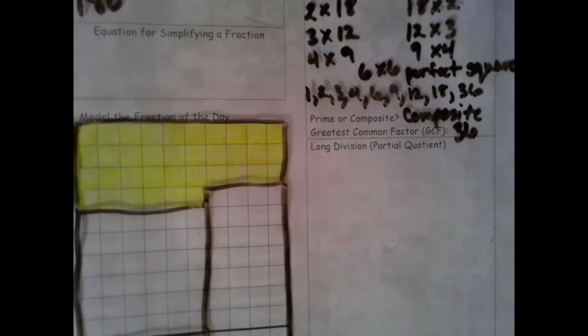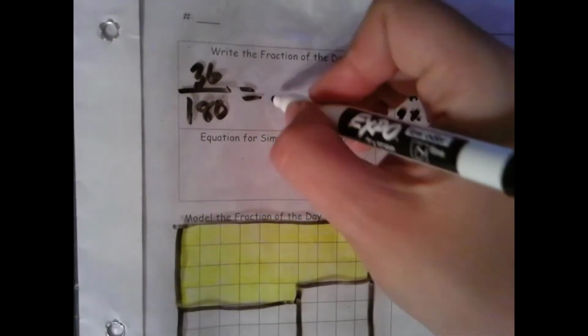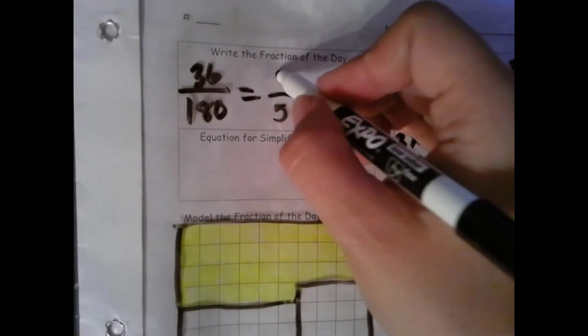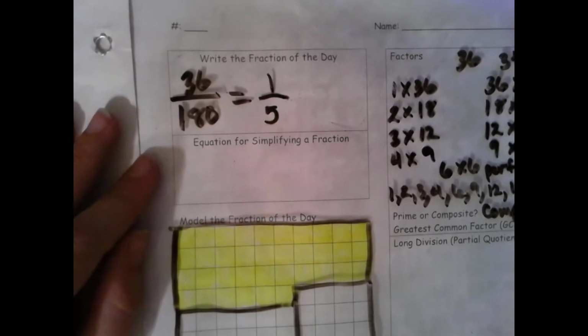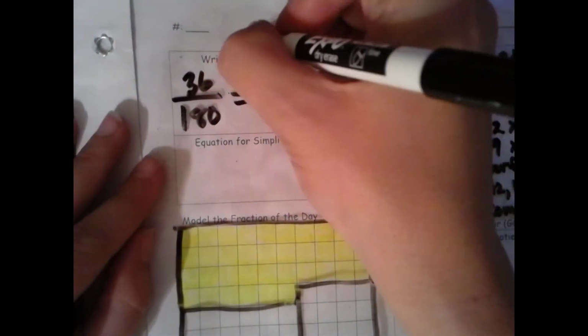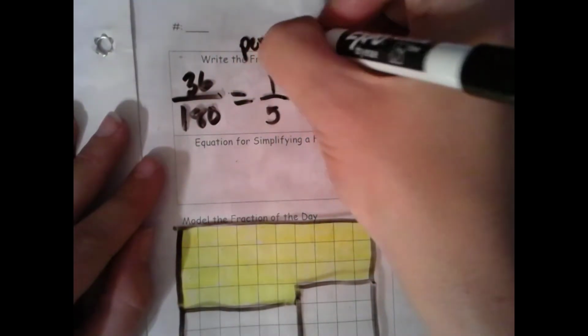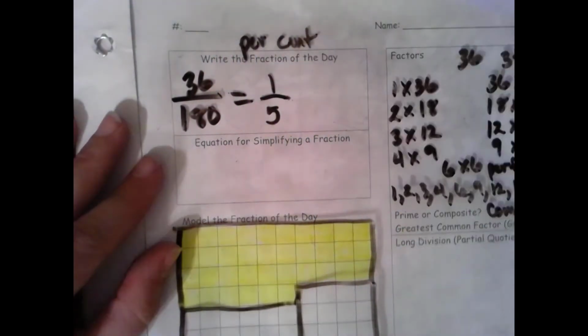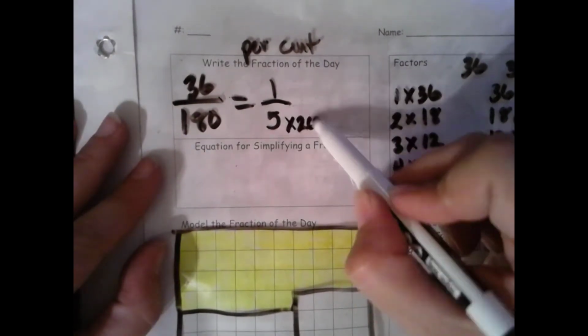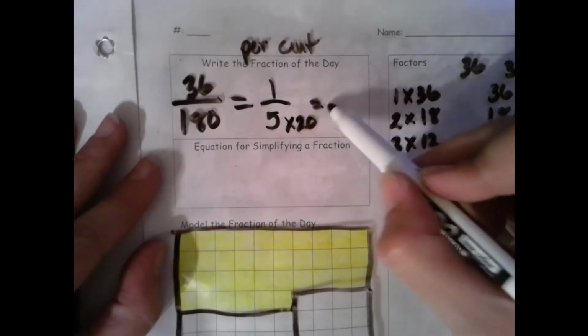So let's count up our total groups of 36. I have 1, 2, 3, 4, 5. I have 5 groups of 36. And how many are shaded in? 1. Well, 5 is one of those numbers that I can turn into 100. So I can find my percent. Per means through or thorough. Cent means 100. So I can multiply by 20 to get 100.